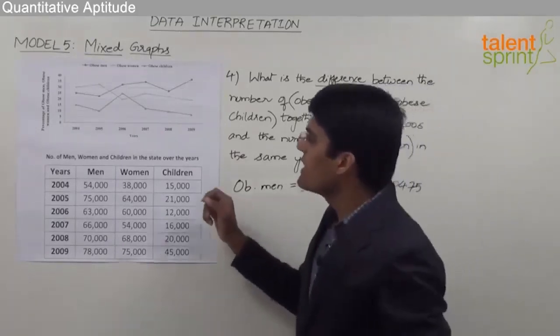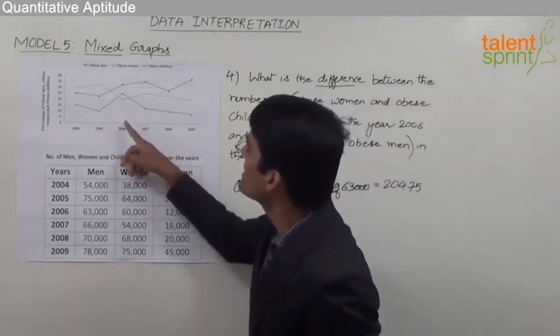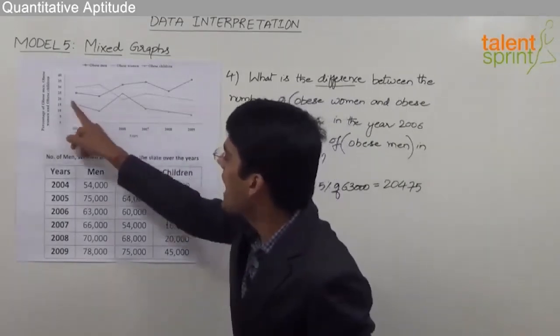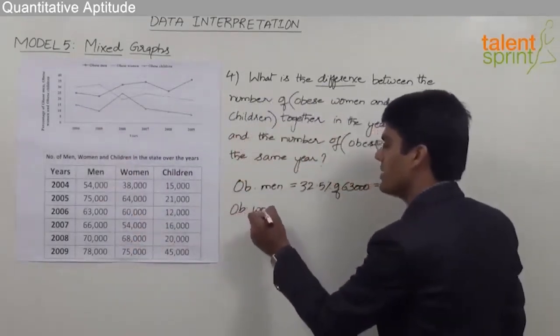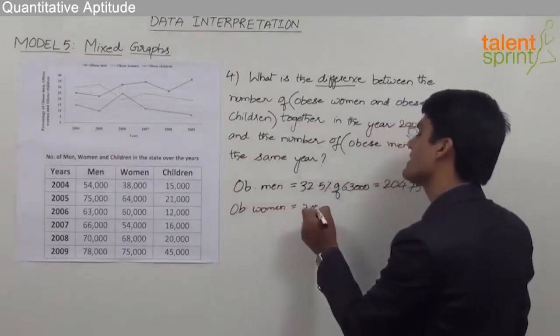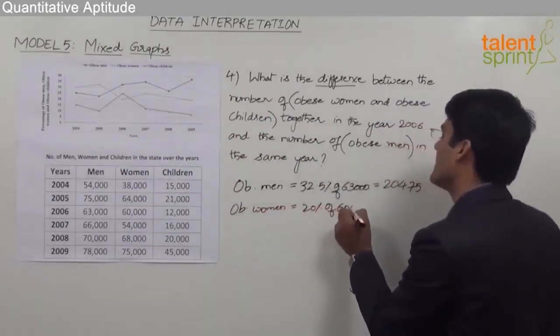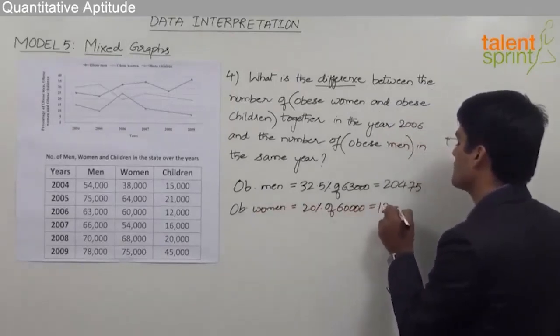Then the number of obese women in 2006, the percentage here is equal to 20, and the total women is 60,000. So obese women can be taken as 20% of 60,000. That comes out to be 12,000.